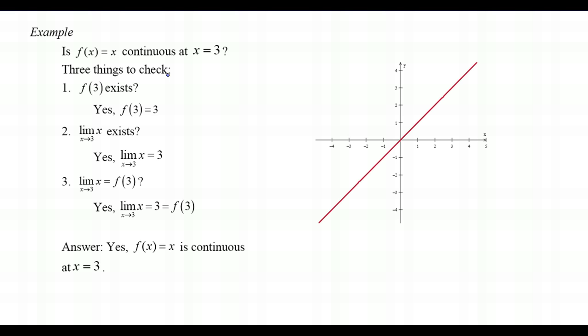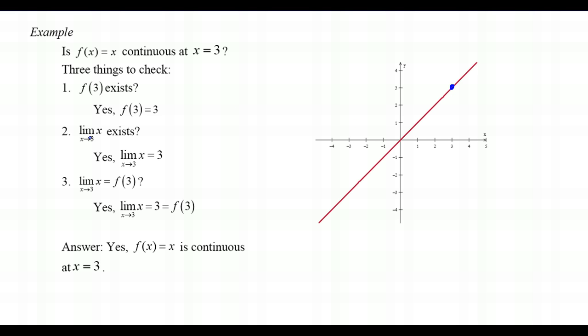So there are 3 things to check. Number 1, does f of 3 exist? So can I plug 3 into x and get out a value? Yes, I can go ahead and substitute 3 in for x, and what comes out is 3, because x is the identity function. So f of 3 equals 3. Perfect. So looking at the graph, when I plug in 3, I get out 3, so I'm defined.